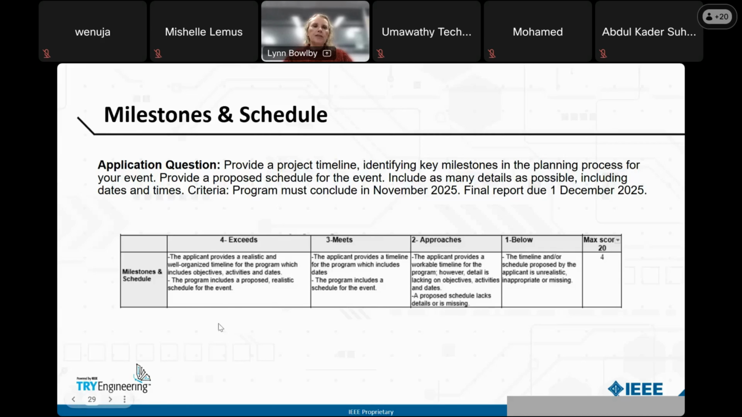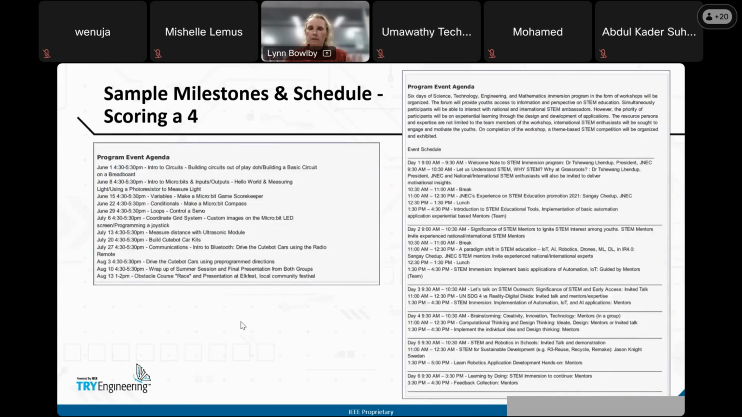And here you see the piece of the rubric that talks about the scoring as it relates to milestones and schedule. So this is obviously a lot of detail, but you can see a sample of what scored a 4 in the past in terms of a response to the application. So it's very detailed. Now, in this case, they did have actual dates on the left-hand side, so they could give us dates and times that they were going to conduct certain pieces of it. But then on the right, they just say day 1, day 2, day 3, that sort of thing.